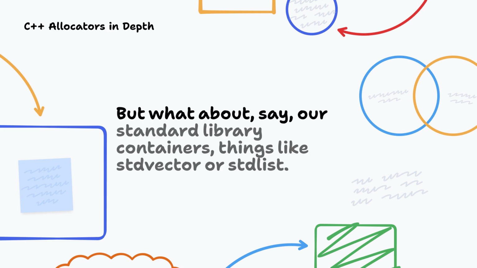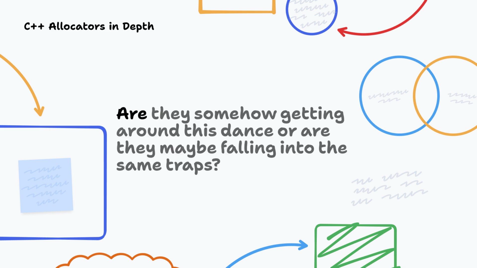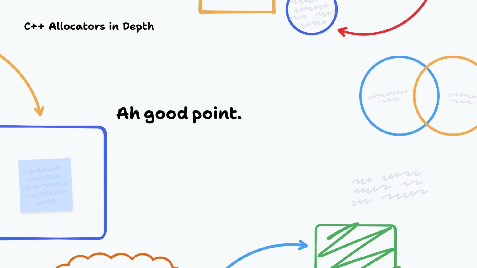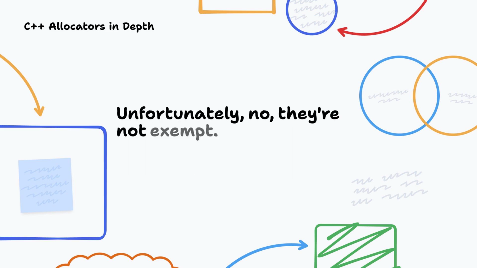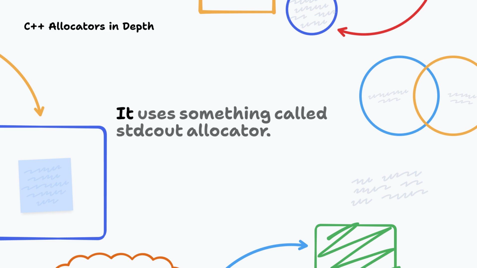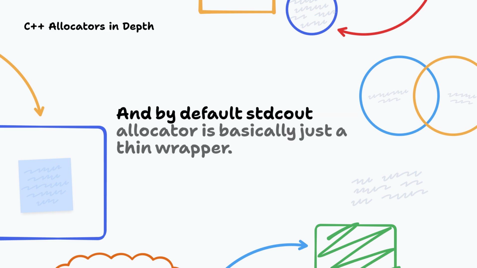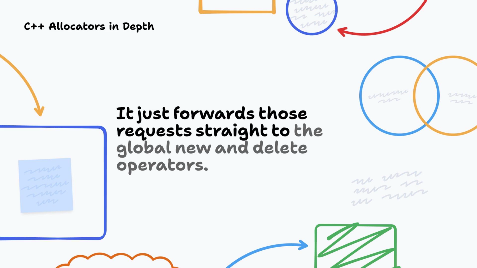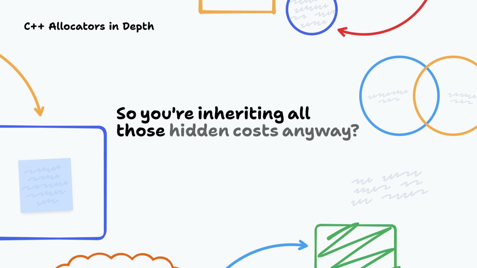Okay, that makes sense for using new and delete directly. But what about our standard library containers, things like std::vector or std::list? Are they somehow getting around this dance, or are they falling into the same traps? Ah, good point. Unfortunately, no, they're not exempt. Even something like std::vector doesn't usually call new or delete directly. It uses something called std::allocator. And by default, std::allocator is basically just a thin wrapper. It just forwards those requests straight to the global new and delete operators. So you're inheriting all those hidden costs anyway.